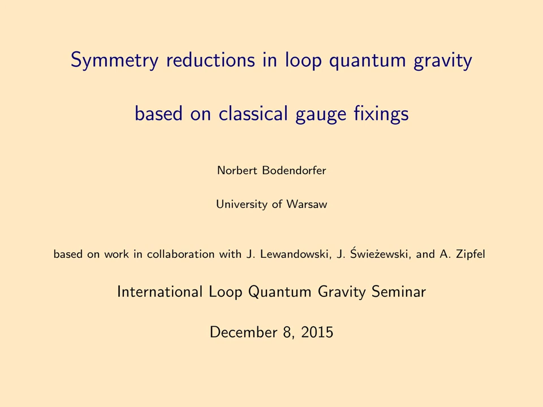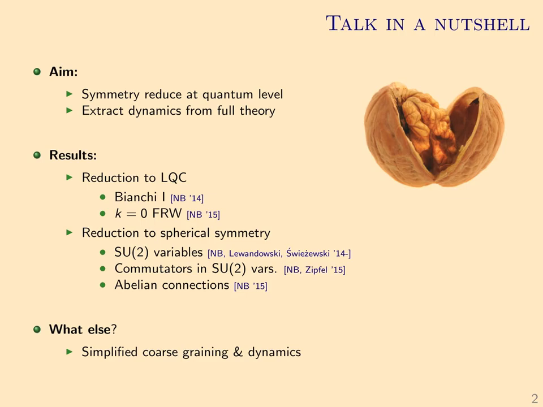So let us start on slide number 2 now, where we will give a brief outline of the talk in a nutshell. The aim of the research that we're doing here is to symmetry reduce in loop quantum gravity, and we want to symmetry reduce at the quantum level. So we do not start classically, symmetry reduce and then quantize, but we first quantize and then symmetry reduce. And then the aim will of course be to extract the dynamics of the symmetry reduced sector by looking at the full theory dynamics and how it acts in this symmetry reduced space.